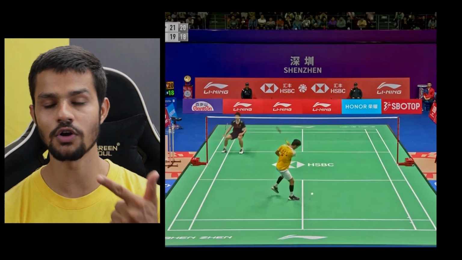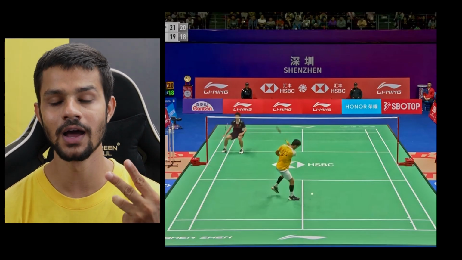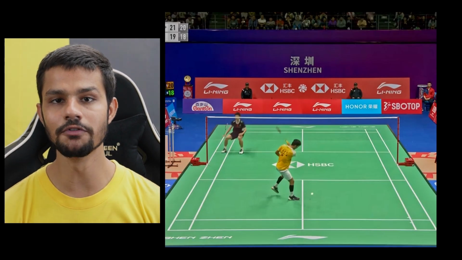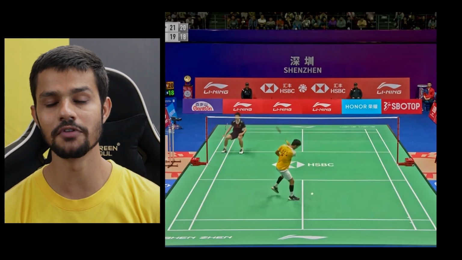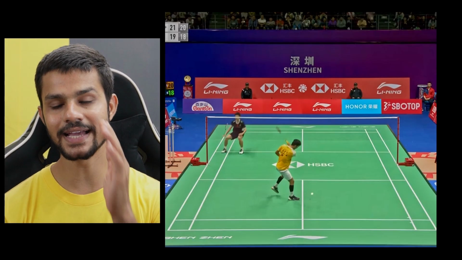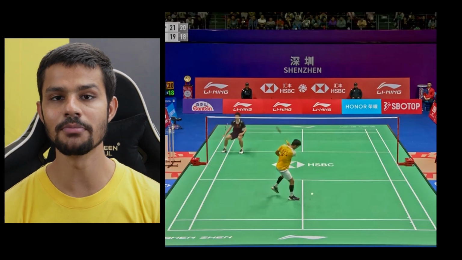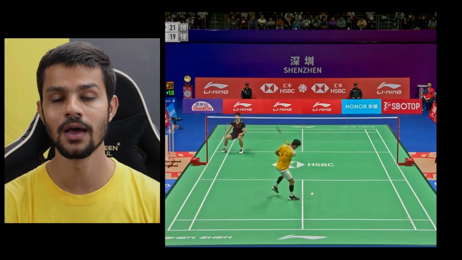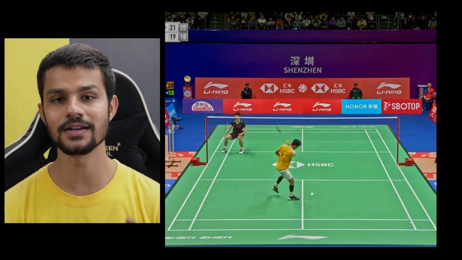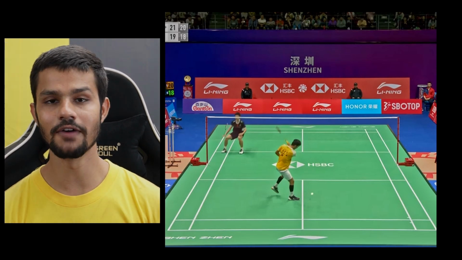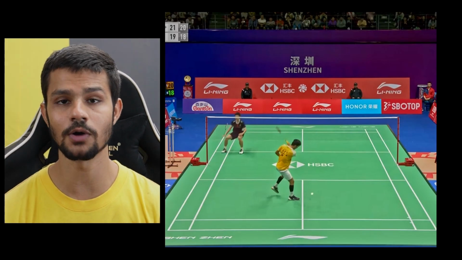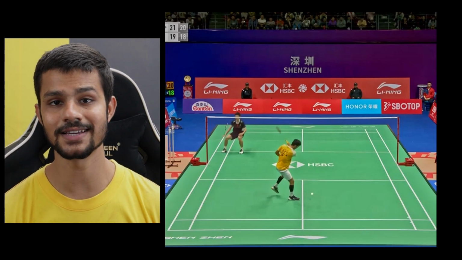Whenever I talk about Lee Zii Jia, there are four people in whom I see an immense amount of potential: Lee Zii Jia, Kunlavut Vitidsarn, Loh Kean Yew, and Sen Lakshya. These four players, if they decide one day that they will use their potential, they can dominate the badminton world for years. Okay, years. They four can, if only Kunlavut is using his potential. Otherwise, if we talk about Lee Zii Jia, Loh Kean Yew, Sen Lakshya, they are just wasting their potential.